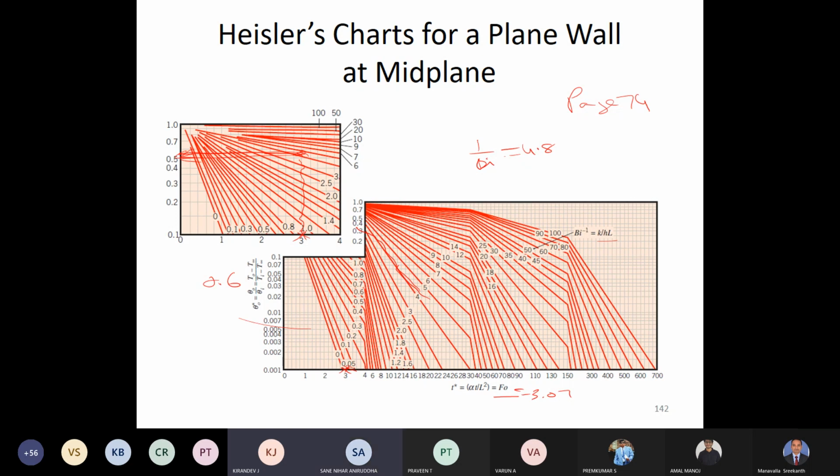Biot number 0.208, or around 0.2. So on the y-axis, locate 0.208. You will have actual lines at 0.1, 0.2, and 0.3. So it is somewhere between 0.2 and 0.3, but closer to 0.2. You will have to draw an imaginary curve.